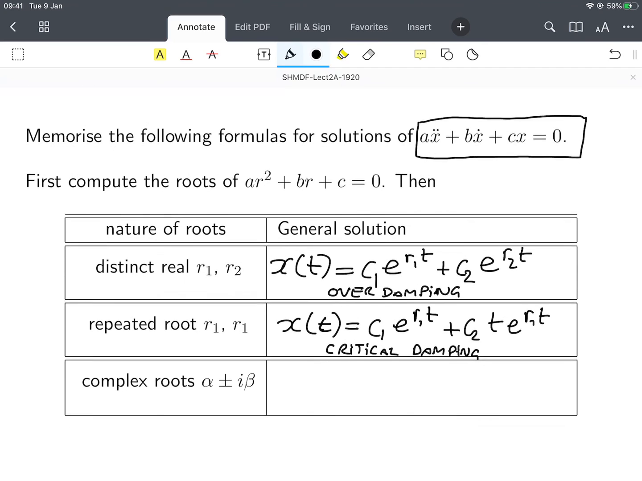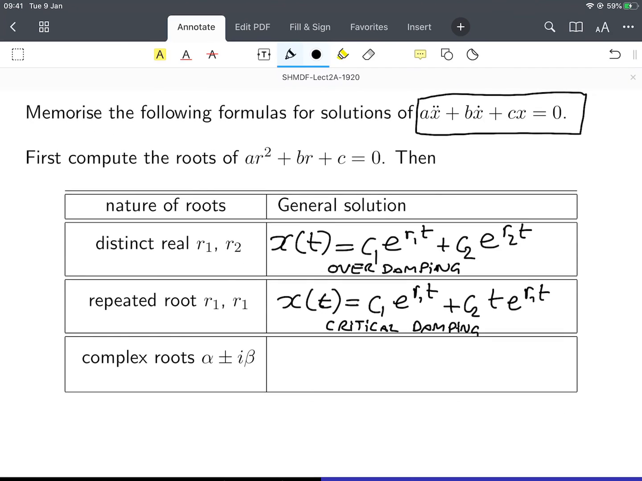And finally, if you have complex roots, you look at the real part, then you put that into the exponential, and the imaginary part you put it into cos and sine. And that's called underdamping.